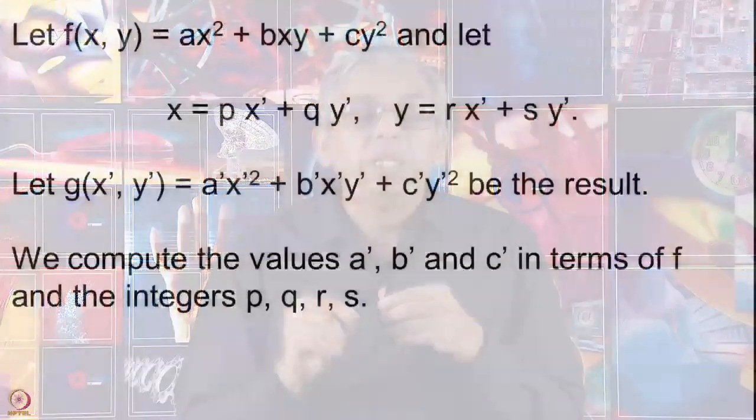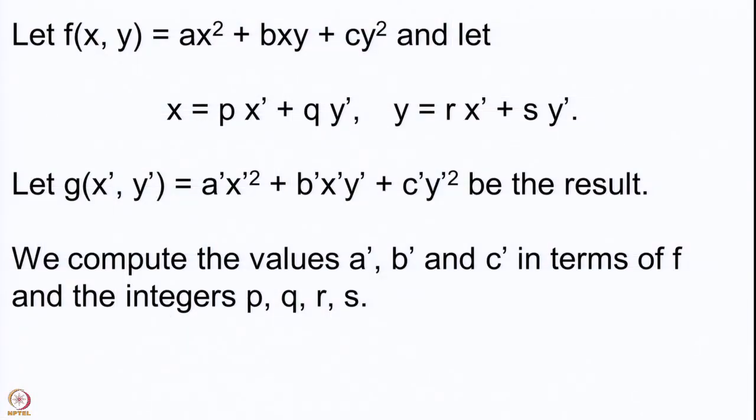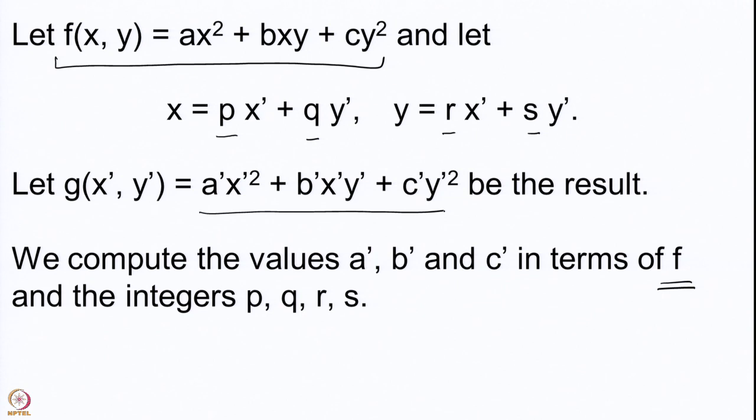So, we compute the values a prime, b prime and c prime in terms of the numbers that we have. We have the form f, which is the same thing as saying that we have the numbers a, b, c, and we have p, q, r and s. So, we have these 7 numbers, and of course a prime, b prime, c prime should be polynomials in these 7 numbers in some way, and we simply want to write the explicit description of a prime, b prime, c prime in terms of these numbers.